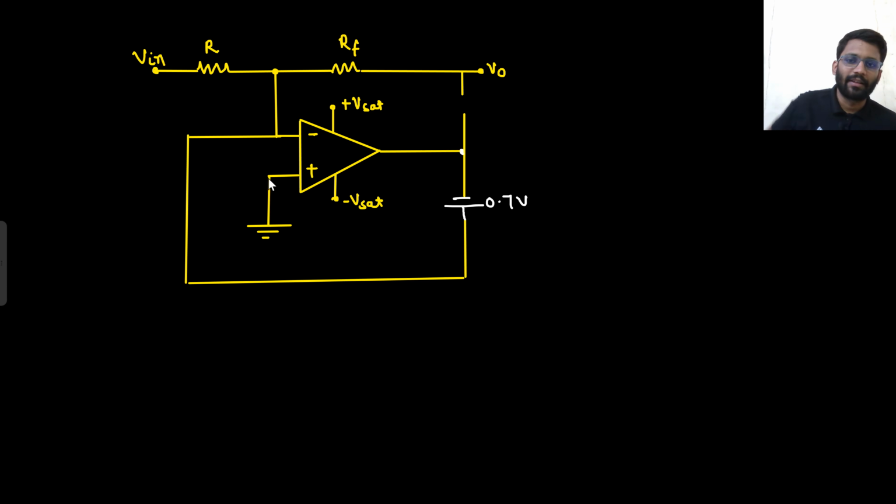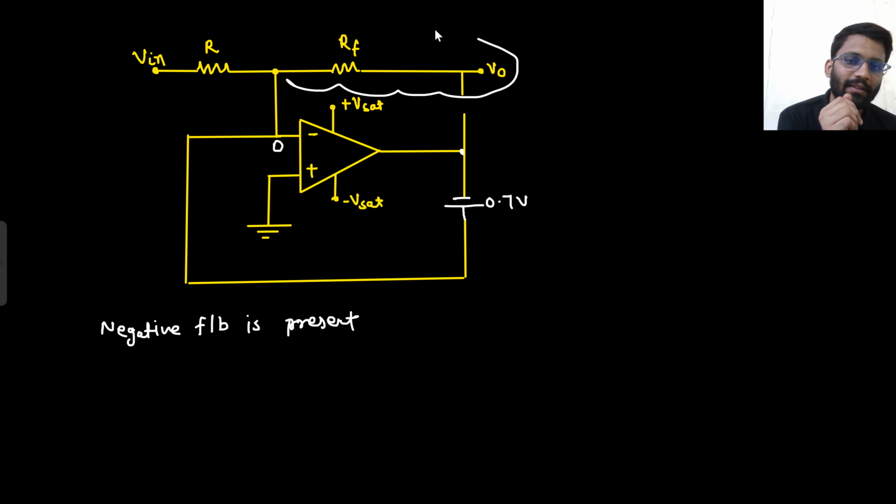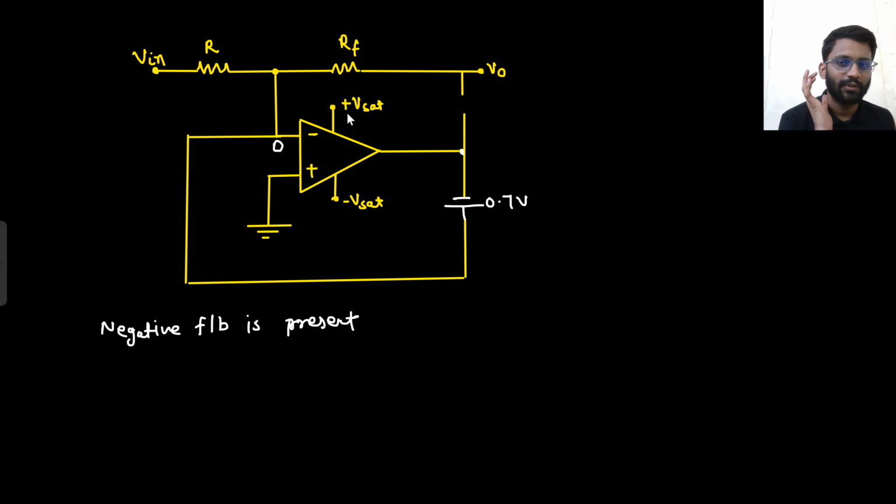If there is a negative feedback, then this node will be 0. Say yes or no. Because virtual short is valid. Negative feedback is present. If negative feedback is present, that means this node will be 0. No doubt about it. Okay. This resistor is open ended, so certainly there is 0 ampere current here.